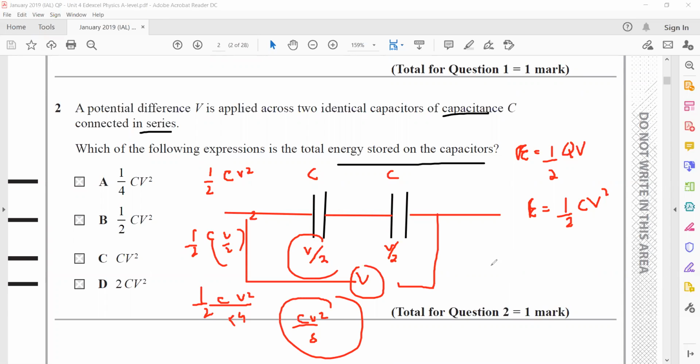But we need the total energy, so we will sum. If I add CV squared by 8 to CV squared by 8, with 8 as the LCM, this will be CV squared plus CV squared, which equals 2CV squared. So 2CV squared by 8, when I simplify, is CV squared by 4, or 1 by 4 CV squared. So A is the right answer. Is this question clear? If you are not able to understand or you want me to repeat, I'll repeat the explanation.